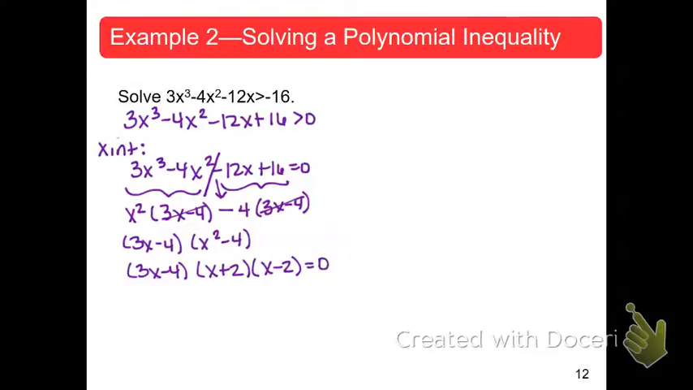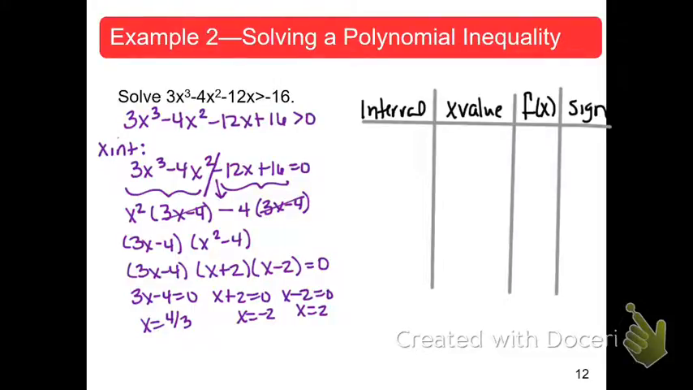And this is all still equal to 0, because remember, our goal is we're finding those x-intercepts right now, so we don't worry about the inequality yet. Then we set them individually equal to 0, and we solve. So I end up with x equals 4/3, x equals negative 2, and x equals positive 2. From there, we can start our interval table.